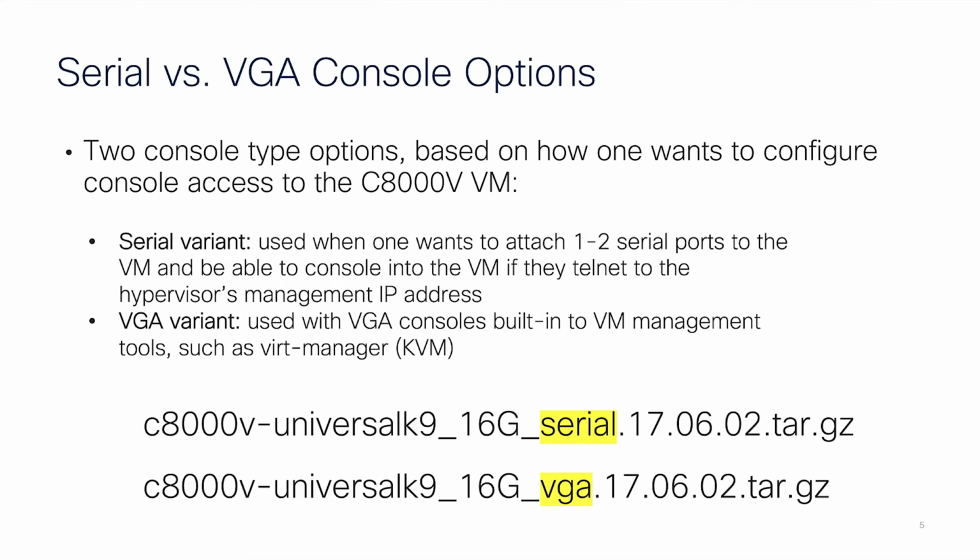The VGA variant image is used when one wants to connect to the C8000V with VGA consoles built into the VM management tools, such as KVM's Virt Manager. A serial variant image can be identified with the keyword serial in the file name, and a VGA variant image can be identified with VGA in the file name, as shown in the bottom highlighted section.